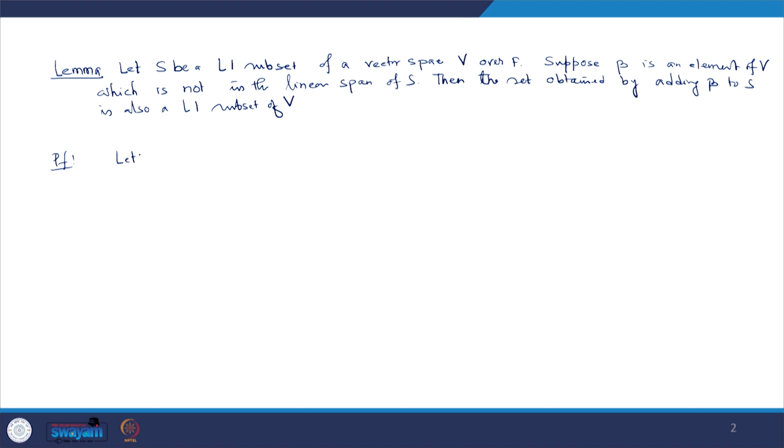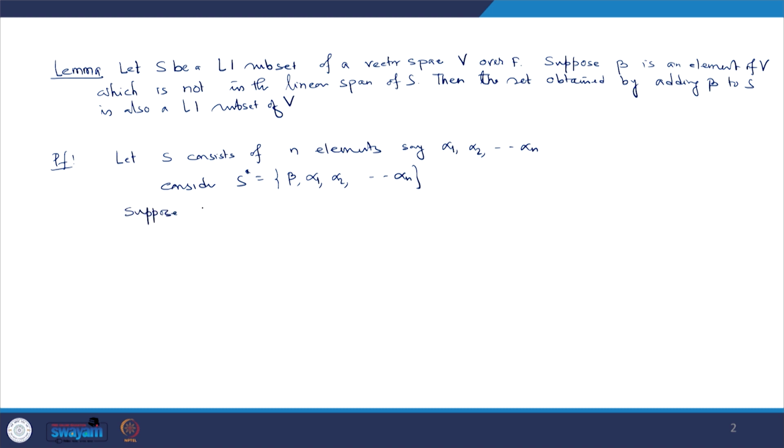Let S consist of n elements, say alpha 1, alpha 2, ..., alpha n. So, these are all distinct elements. Consider S star equal to {beta, alpha 1, alpha 2, ..., alpha n}. It is given that beta is not in the linear span of S. Now, my claim is that S star is a linearly independent subset of V. Suppose not. Suppose S star is not a linearly independent subset of V.